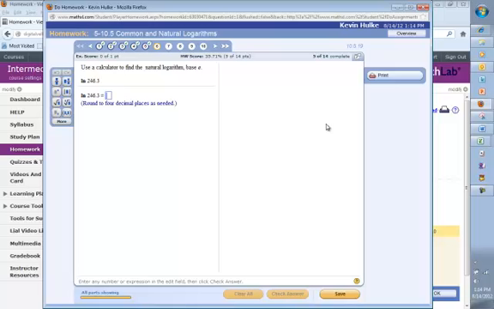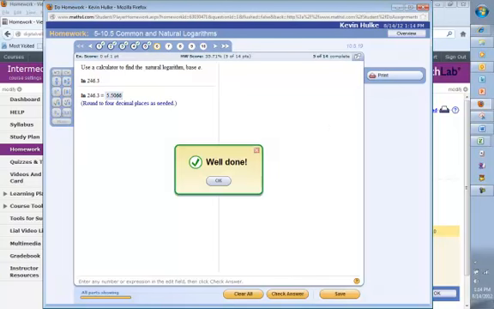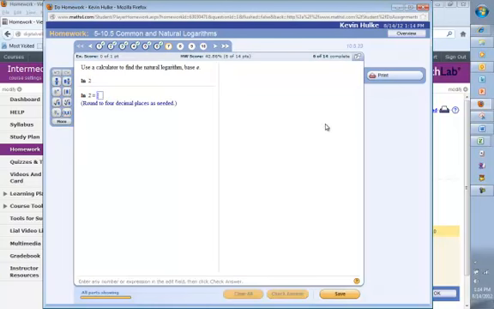ln 246.3 is 5.5066. Number 7, ln 2 is a little bit less than 1. It's 0.6931.